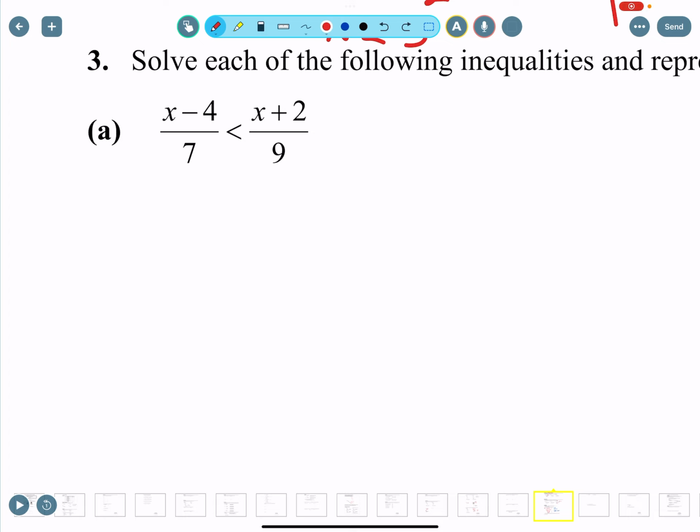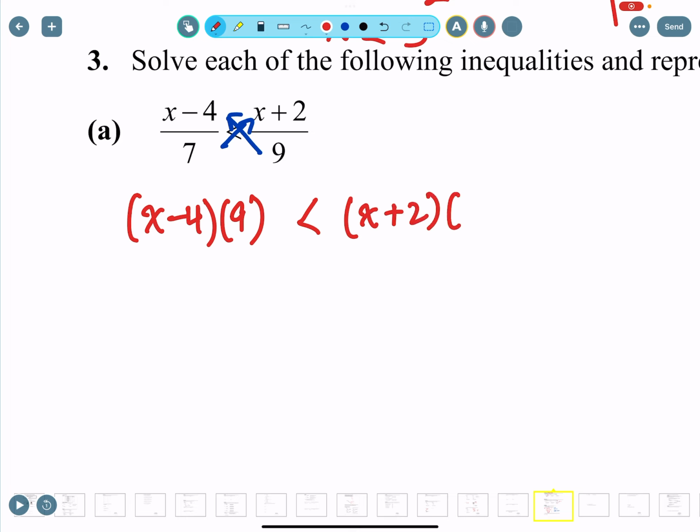The way to get rid of it is multiplying 7 to the right side. And at the same time, we're going to multiply 9 on the left side. We will have x minus 4, and since we're multiplying 9 to the left side, we call this cross multiplication also. 9 goes left, right? The sign is still the same, smaller than x plus 2, and 7 goes to the right, times 7. So now it looks better, no more fractions.